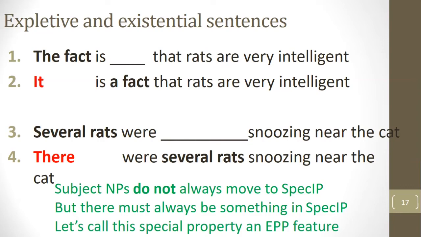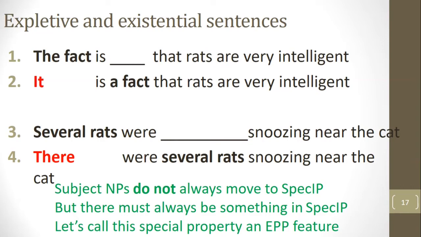Example 4 shows another kind of expletive sentence, which we've already encountered in this lecture. There were several rats snoozing near the cat. And as I mentioned earlier, several rats, the semantic subject, appears in the specifier of the verb phrase within the sentence and not in the specifier of the inflection phrase in the first position. Instead, what we see is a meaningless expletive subject, namely there, which occurs in the specifier of the inflection phrase.